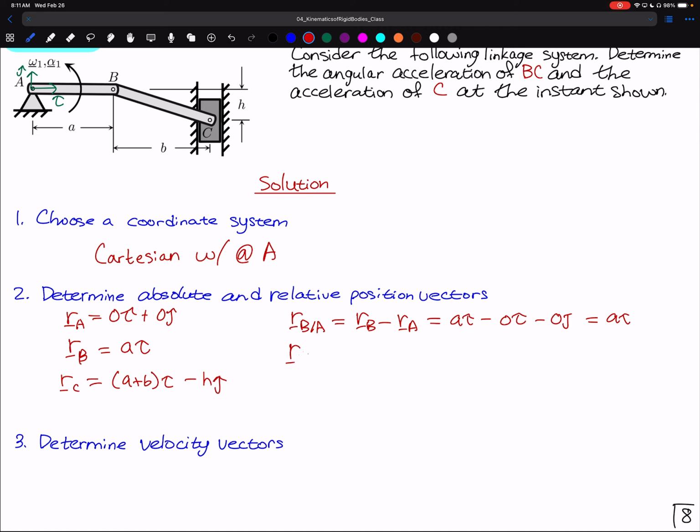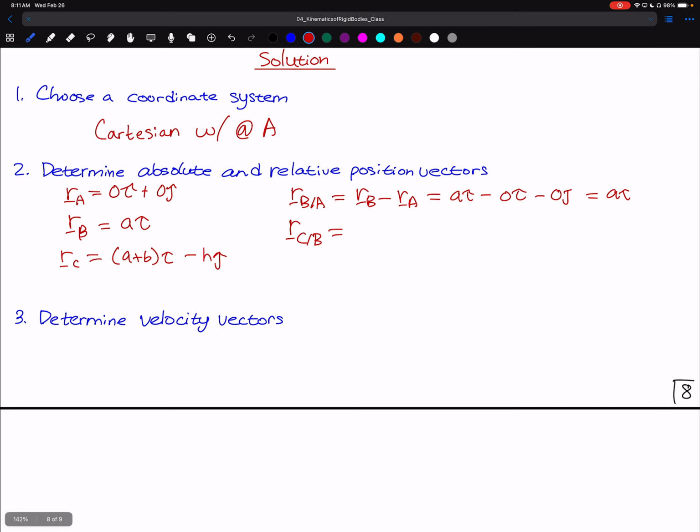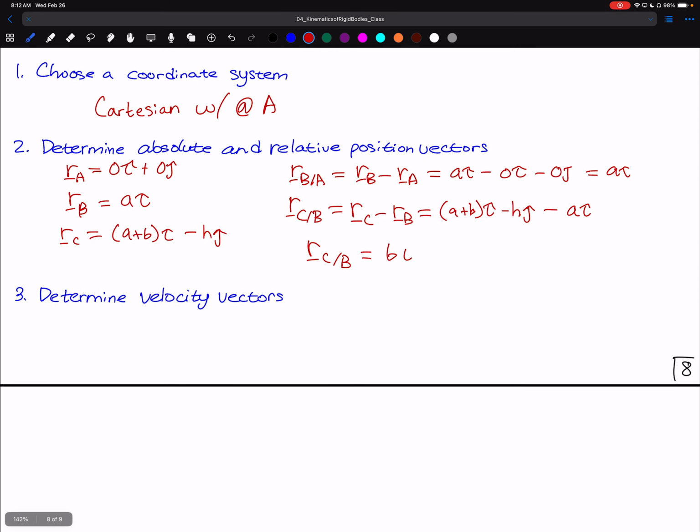And then we also need RC slash B, so C relative to B. And in this case, we're going to get RC minus RB equal to A plus B in the I direction minus H in the J direction minus AI, such that RC slash B is equal to BI minus HJ.